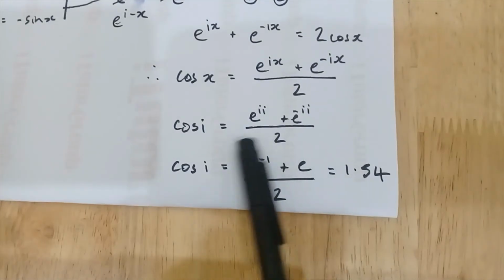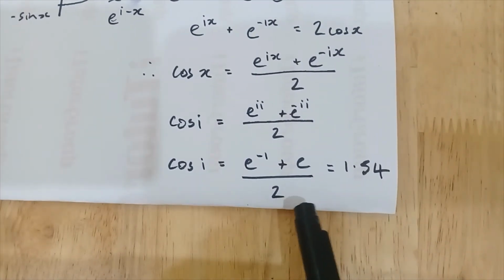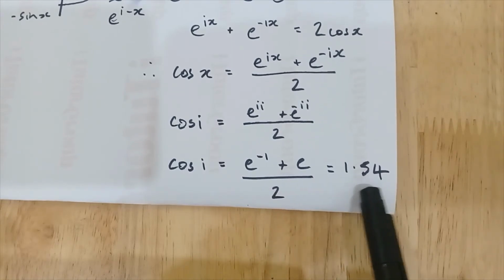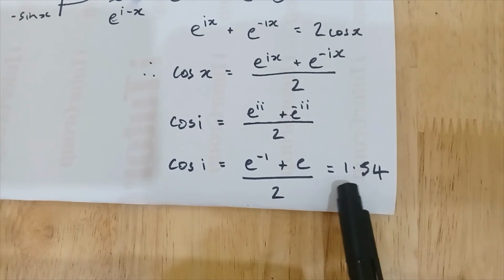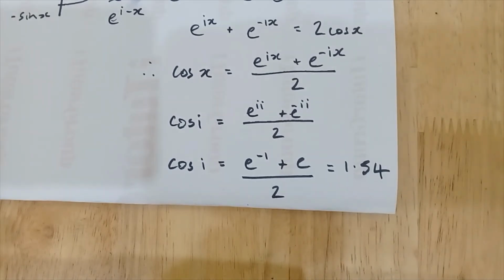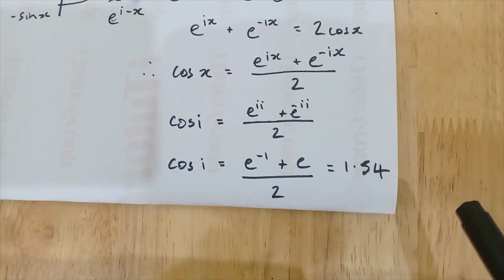Now the last bit, I end up with this, and I can just put that straight in a calculator. And if I do, I'll end up with 1.54. And what's interesting about this is this number is greater than 1. And if you look at a cosine function, they tend to have an amplitude of 1. So that's pretty good. It ends up tying into the cosh function, hyperbolic functions.